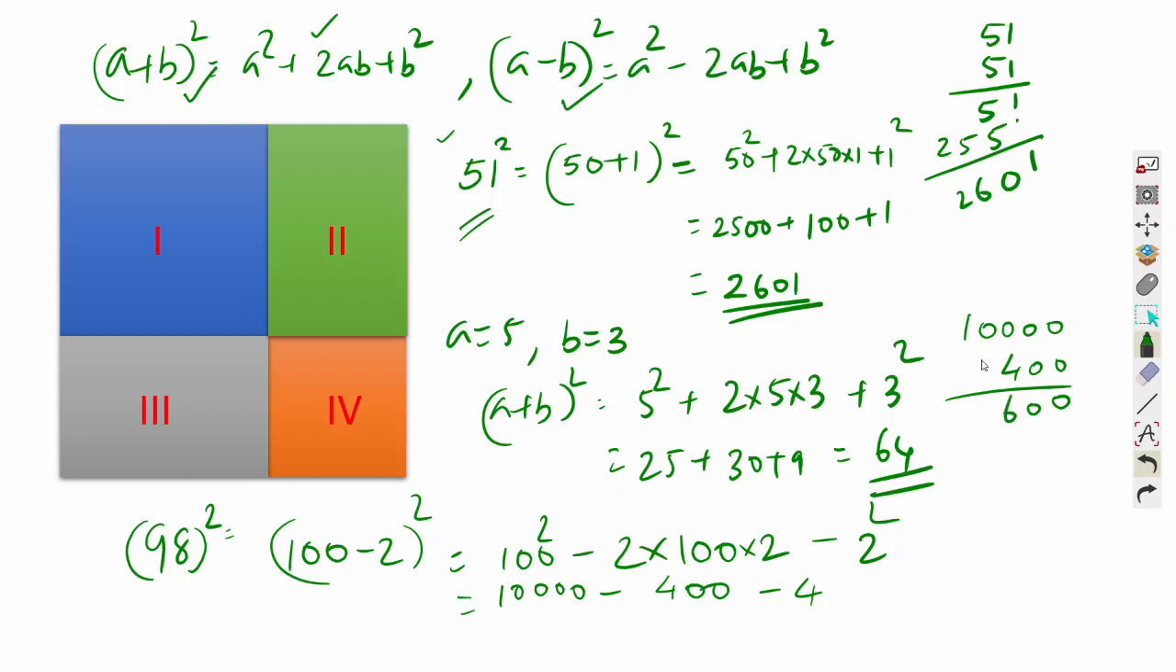You will write it like this, right? Then add plus 4, not minus, plus 4. Here it is plus, sorry. So plus 4 you will write here, and your answer will be 9604. So simple. No big multiplication. So such applications are there.